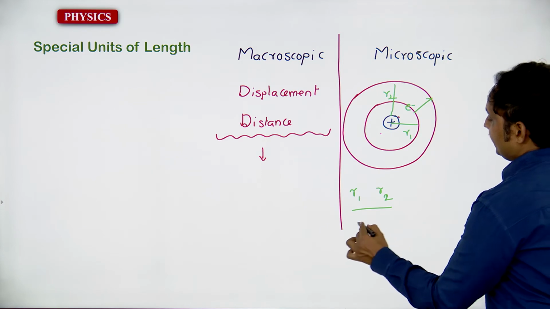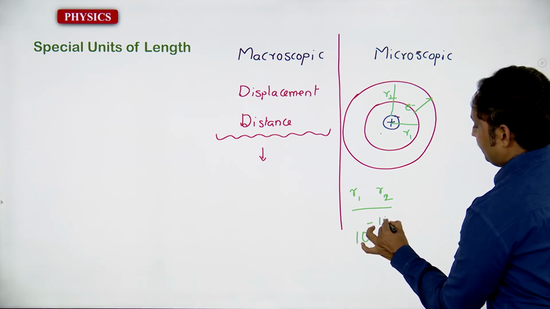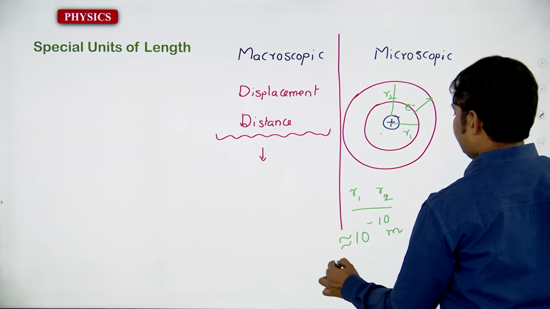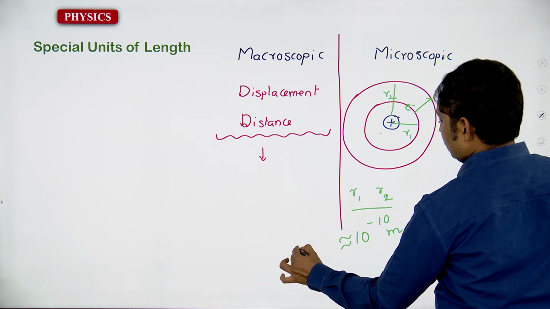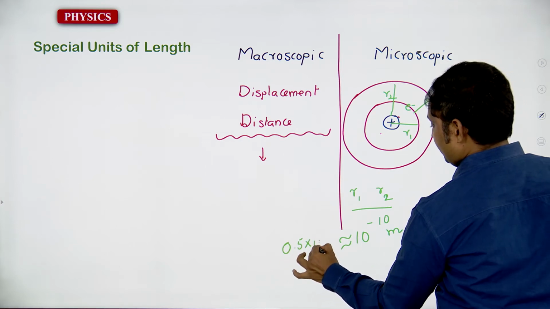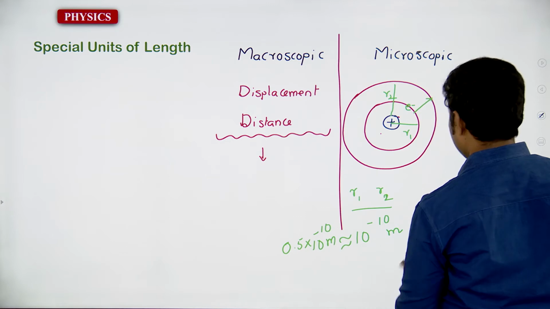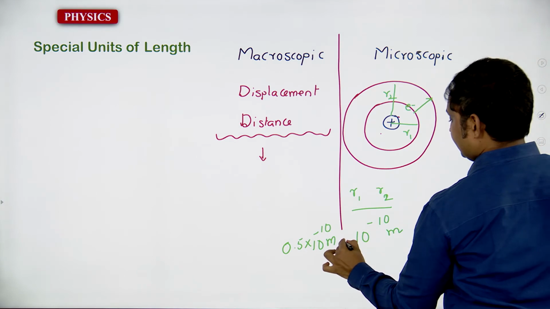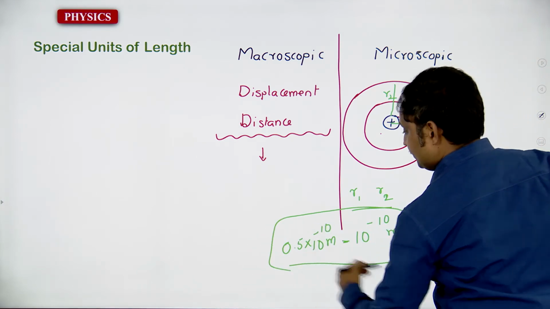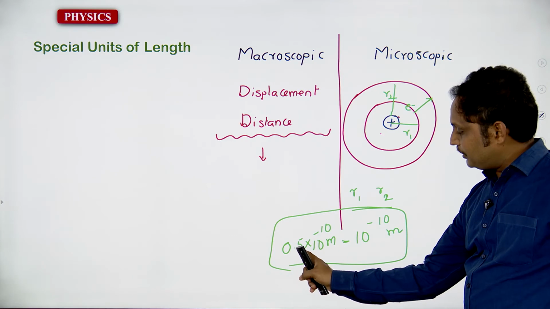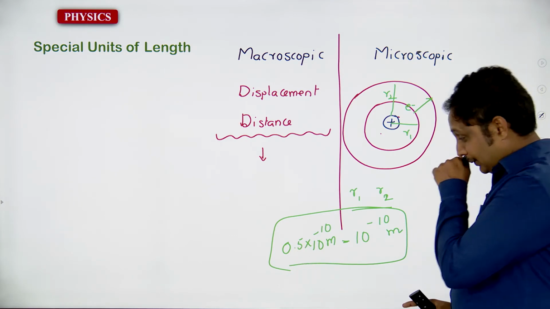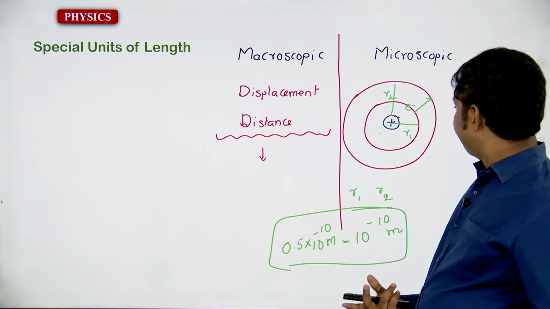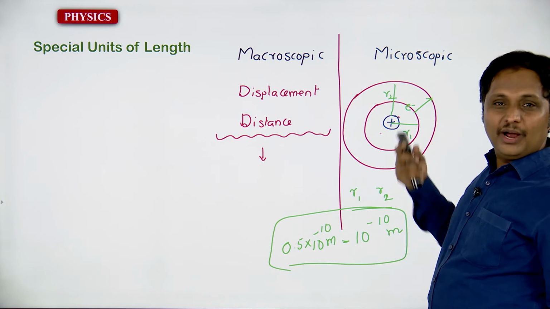It is going to be very small, in the order of 10 to the power of minus 10 meter. You have to get 0.5 into 10 to the power of minus 10 meter. You have to identify that in the range of 0.5 into 10 to the power of minus 10 meters to 10 to the power of minus 10 meter. Let us have some range. So you have to get that displacement.